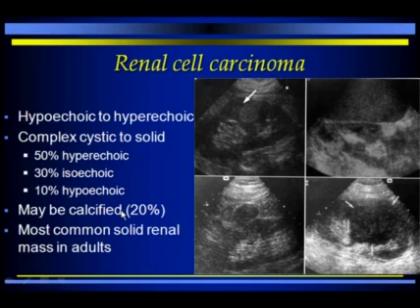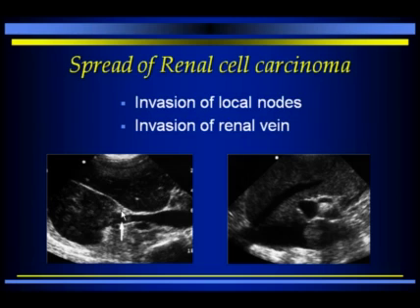They can be calcified in about 20%, and they are, in fact, the first thing one should think of when one sees a solid mass in an adult, in a kidney. Now, how does renal cell carcinoma spread?